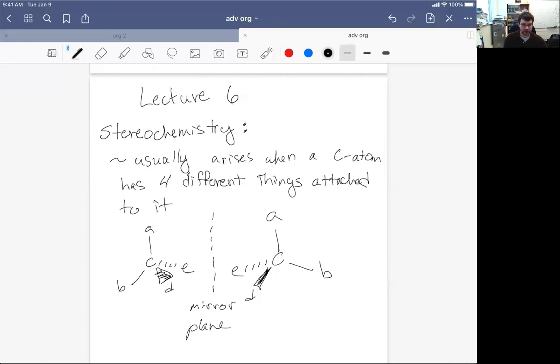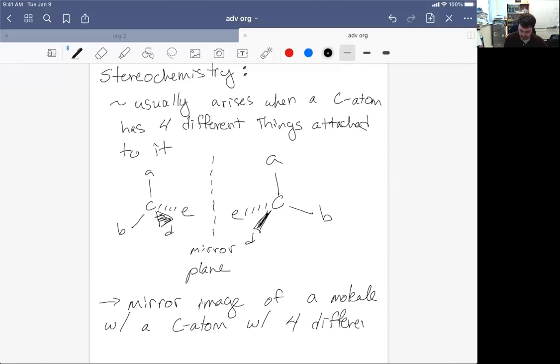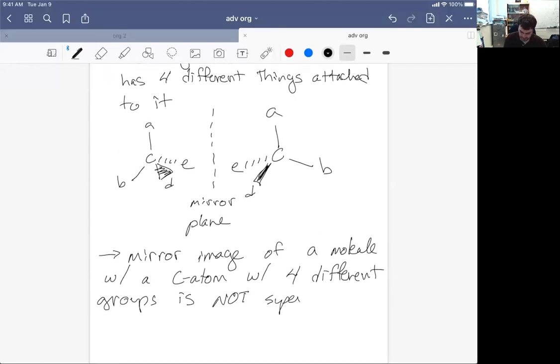Okay, so what we have to make note of here is that when we consider this mirror plane, the mirror image of a molecule with a C atom with 4 different groups attached is not superimposable on its mirror image. So it's chiral.